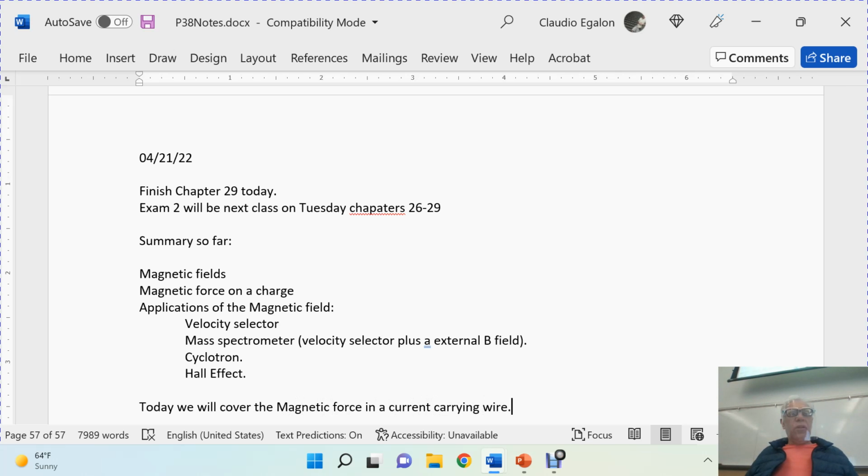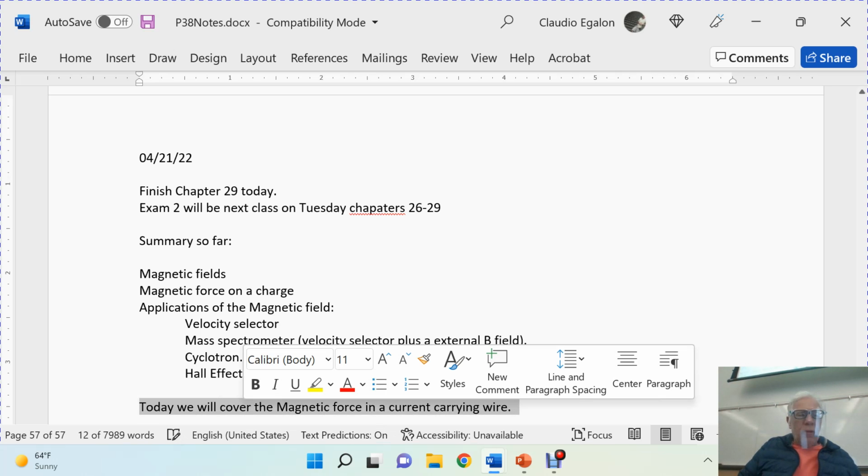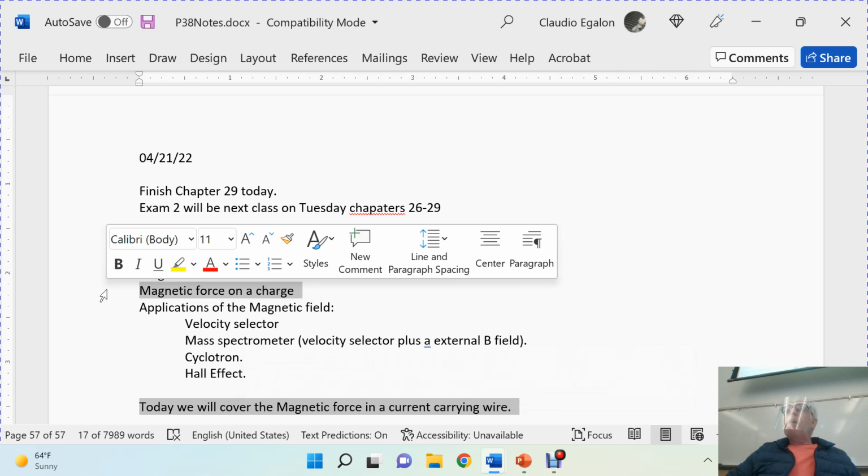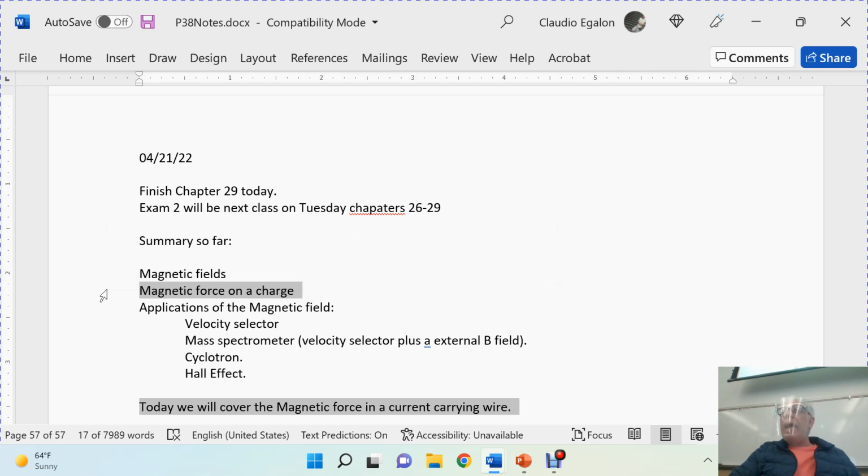Okay, what you have here, magnetic force in a current carrying wire, comes directly from this treatment that we saw before. Okay, electric current is what electric current is. Electric current is charges in motion. So inside a wire we have charges moving, and because we know that there might be a magnetic force applied to a moving charge, then we will also have a magnetic force applied to a wire.